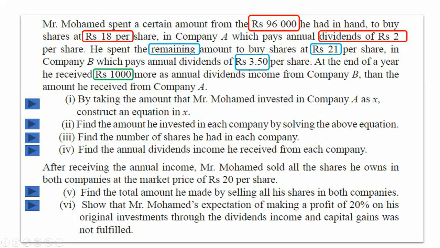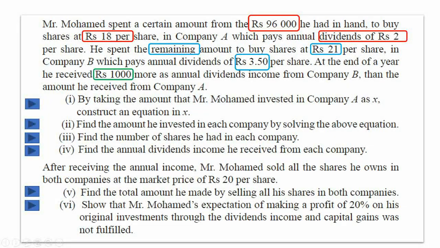Now here is the story. Mr. Muhammad is going to invest 96,000 in two companies, A and B, but they don't give the investment amount. But there are some details in this question.